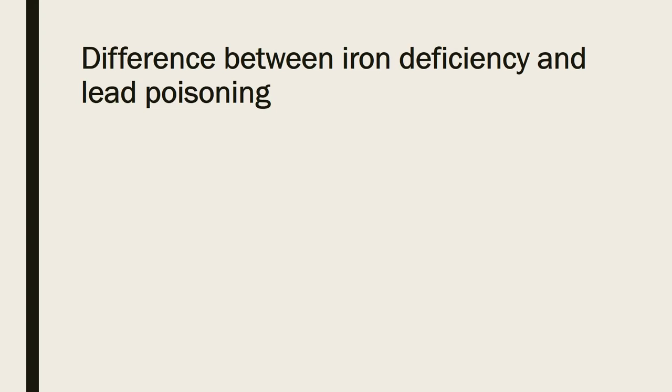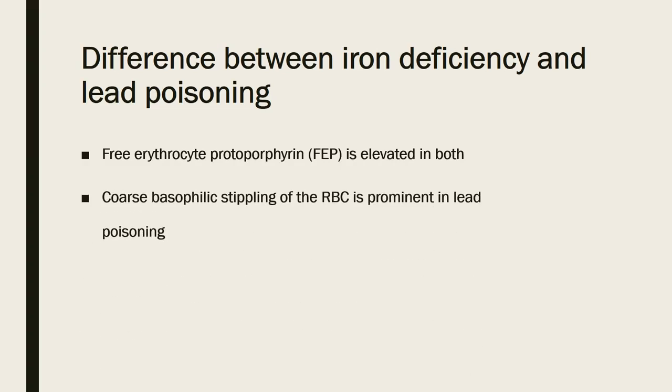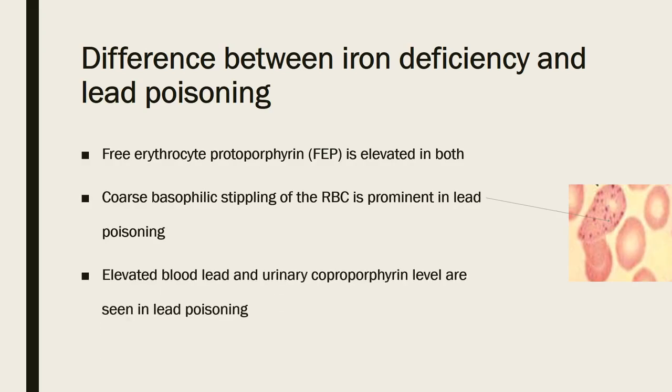Now, how will you differentiate iron deficiency anemia from lead poisoning? As we know, in both anemias, MCV will be decreased and free erythrocyte protoporphyrin will be elevated in both. Coarse basophilic stippling of the RBC is prominent in lead poisoning. So in this picture you can see the basophilic stippling of the RBC is present. Then you have to go for the specific investigation for lead poisoning, in which elevated blood lead levels and urinary coproporphyrin levels will be seen, and it is specific for lead poisoning.